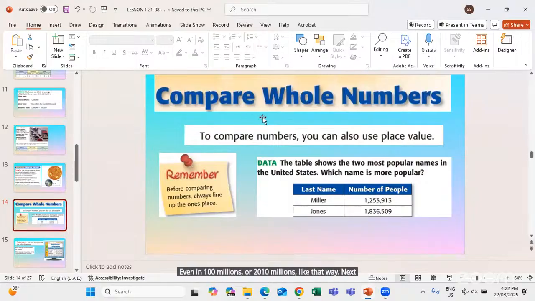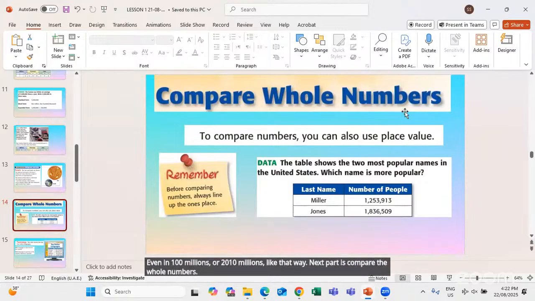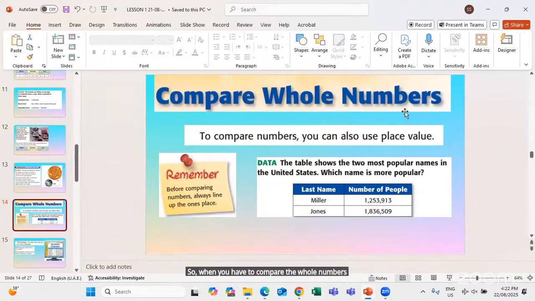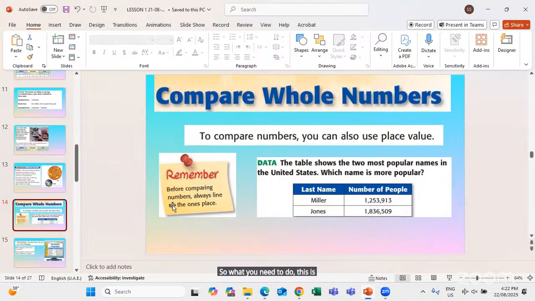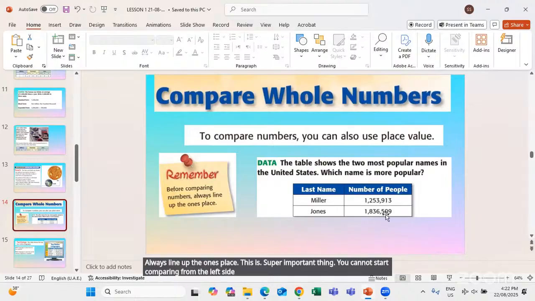Next part is compare the whole numbers. When you have to compare the whole numbers, the most important thing is we use place values, and you have to make sure you start writing the numbers from the ones place, in the first period. Before comparing the numbers, always line up the ones place. This is a super important thing. You cannot start comparing from the left side. You have to start writing the numbers from the ones period.